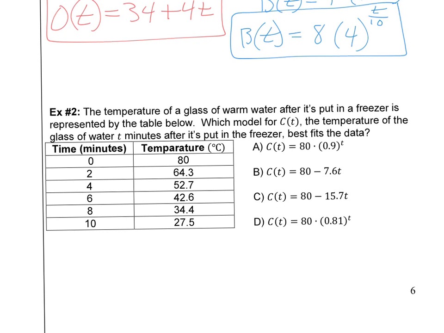Example number 2, somewhat similar problem. It says the temperature of a glass of warm water after it's put in the freezer is represented by the table below. Which model for C of t, the temperature of the glass of water, t minutes after it's put in the freezer best fits the data? So again, we want to see, are we adding or subtracting the same value over and over again, or are we multiplying or dividing the same value over and over again? So let's give it a shot.